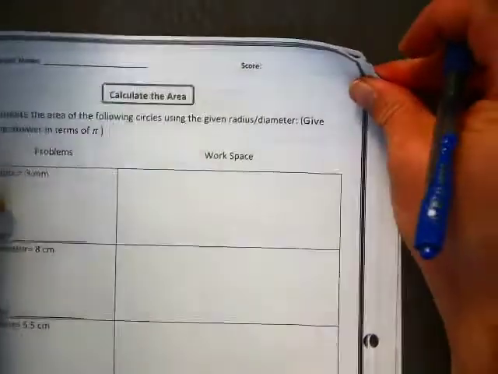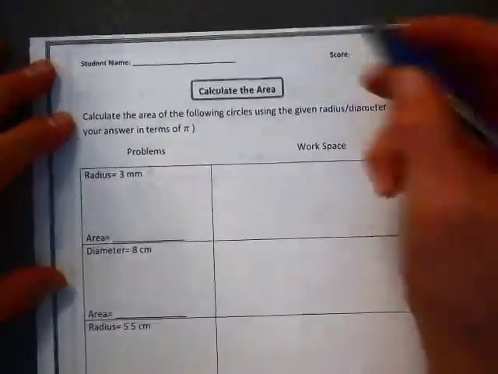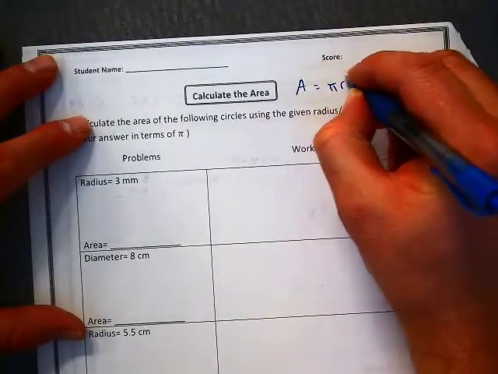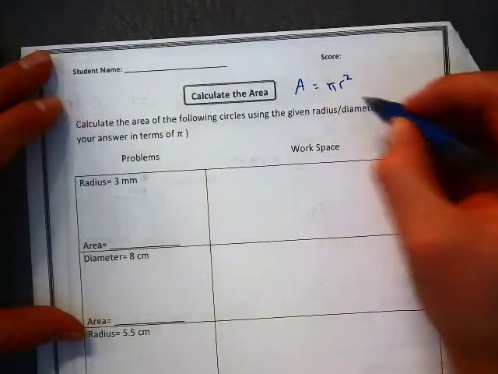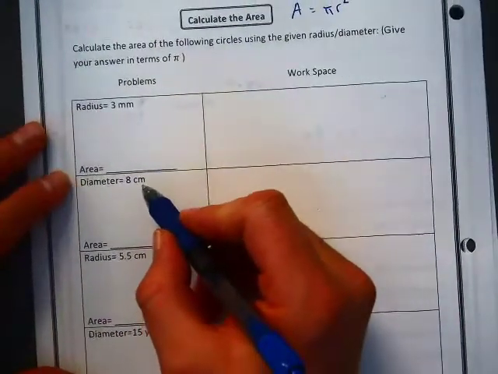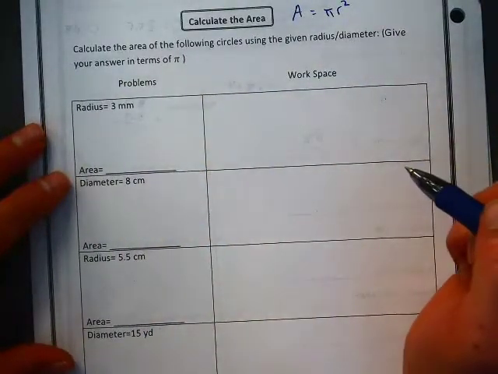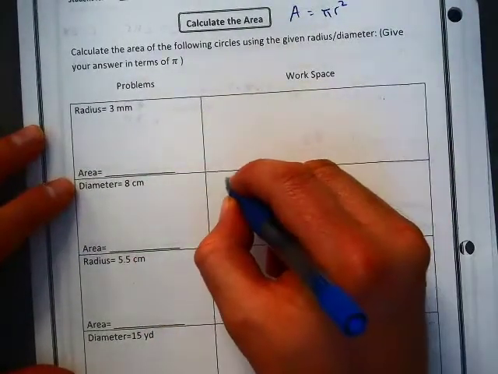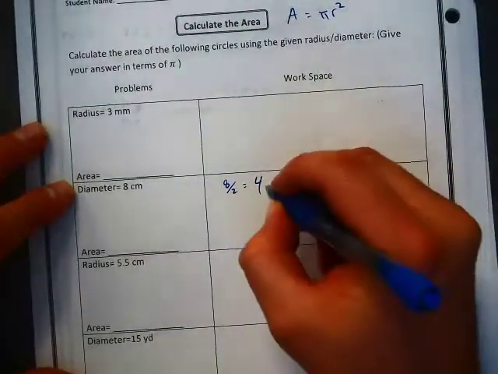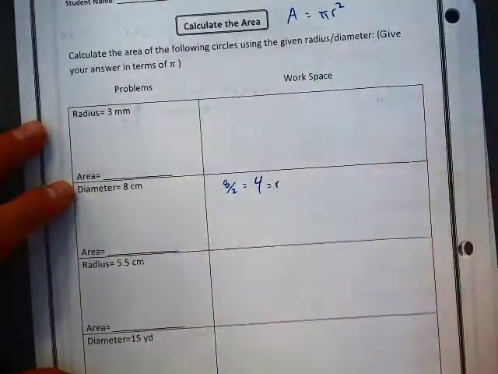And now next example. Let's go to area of a circle. Again, I like to put the formula here. Area equals pi r squared. So I need to know the radius. Let's say I'm given the diameter. So we know that the radius is half of the diameter. So 8 divided by 2 is 4. So I know my radius is 4.